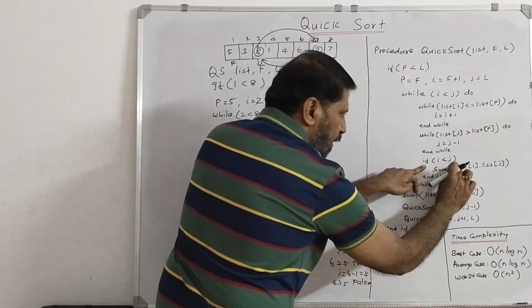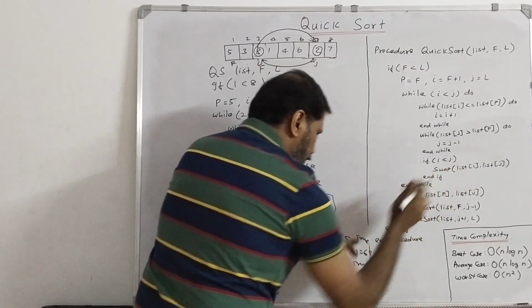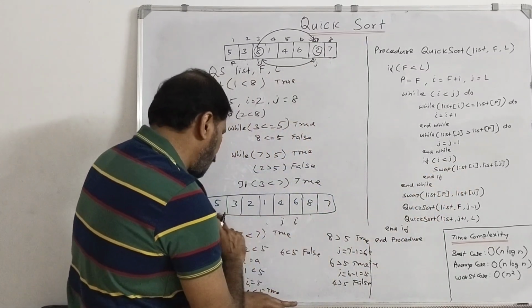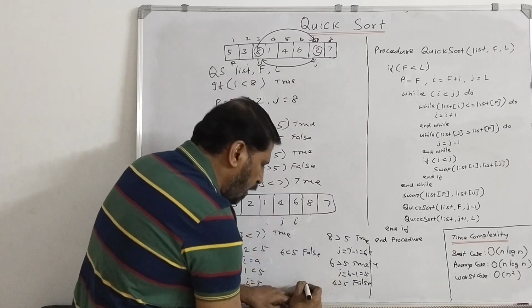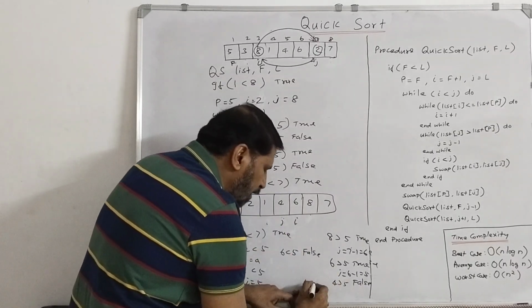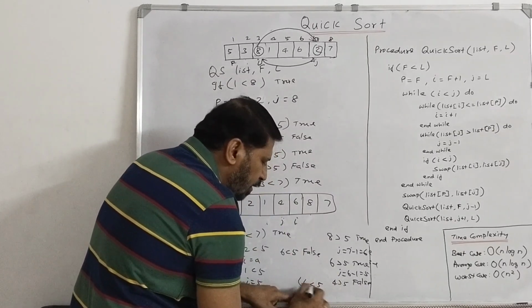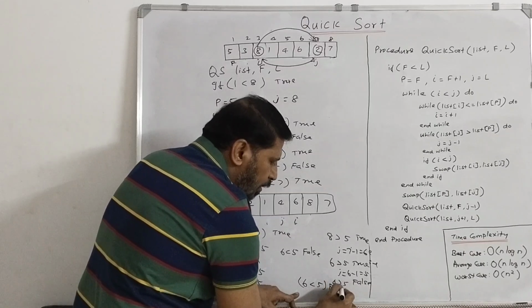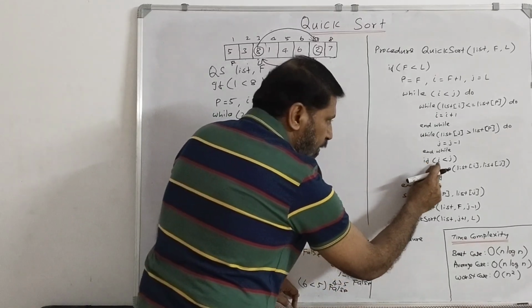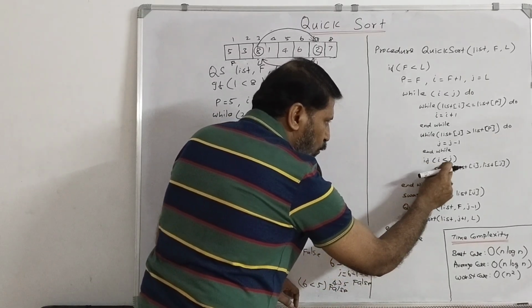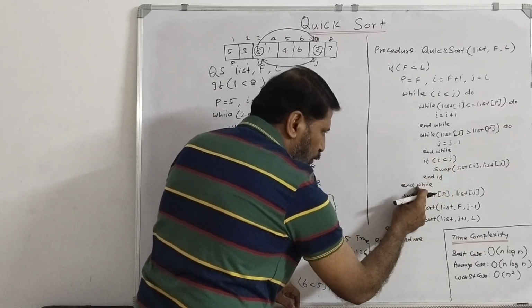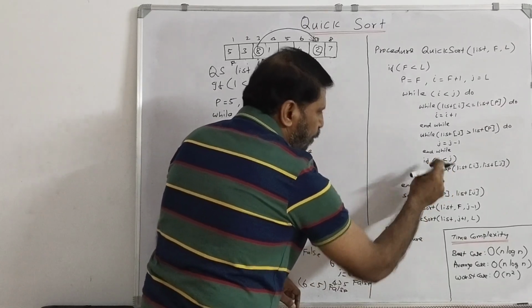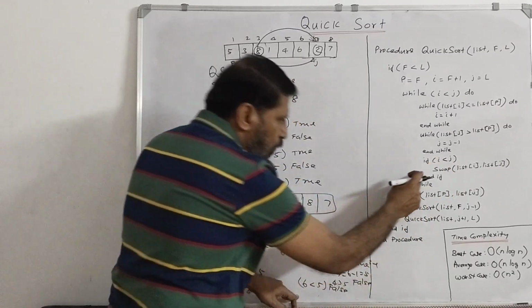Now we are checking if I less than j. What is the I value? I value here is 1, 2, 3, 4, 5, 6. I value is 6, j value is 5. So the condition fails. It is false, so it comes out of the loop.